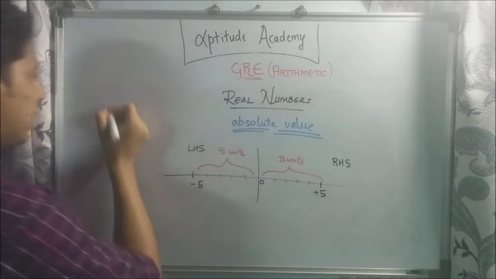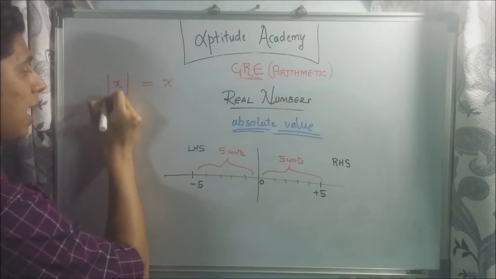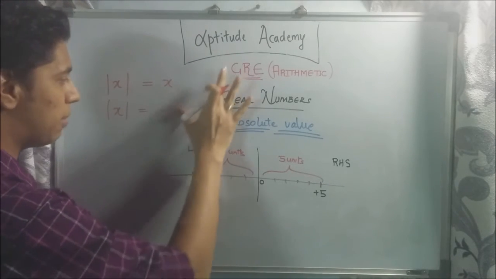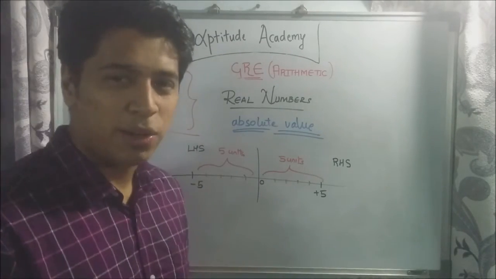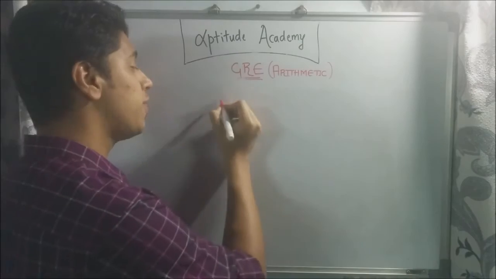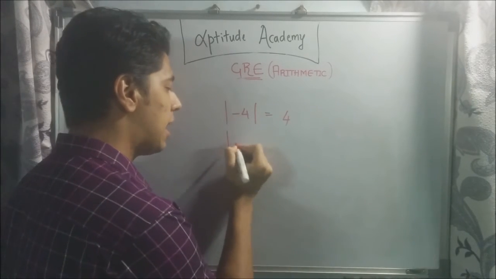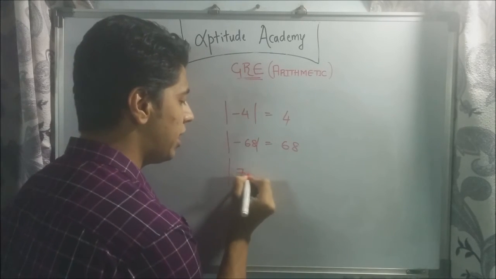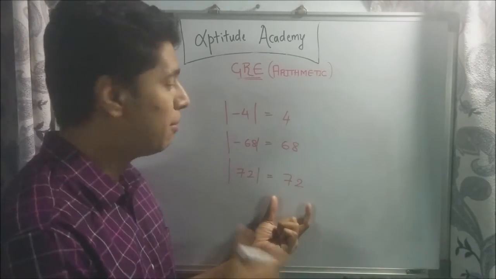Now, mathematically, the absolute value for a positive number x is x, and for a negative number x it is minus x. But the easiest way to know is that if they ask you for any number, just remove the sign and that is your absolute value. So if they ask you the absolute value of minus 4, it's going to be plus 4. The absolute value of minus 68 is going to be 68. Absolute value of 72 is going to be 72. So basically your absolute value is the same number, but just ignore the sign.